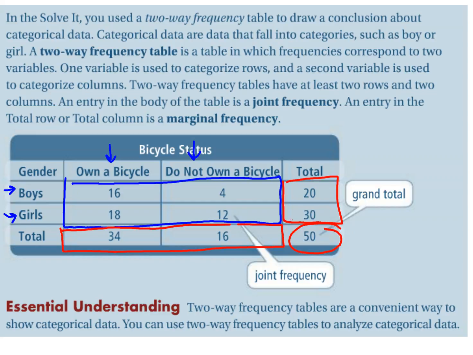So, of the frequency table that you see here, boys who own a bicycle, the joint frequency is 16. Those that own a bicycle, the total is 34. Girls who do not own a bicycle is 12, and the total number of boys who were surveyed was 20.